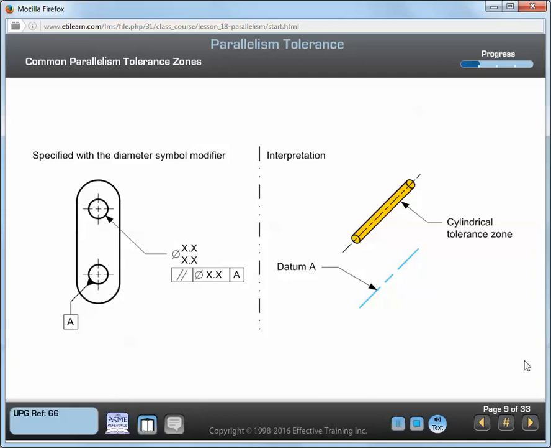This figure shows you an example of the second common tolerance zone for a parallelism tolerance, a single cylinder. Where the diameter modifier is placed with the tolerance value in the feature control frame, the tolerance zone is modified to a single cylinder, parallel to the datum reference and the diameter of the tolerance value.